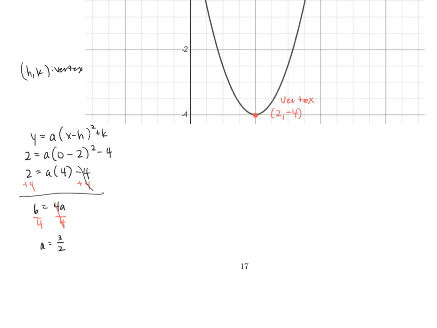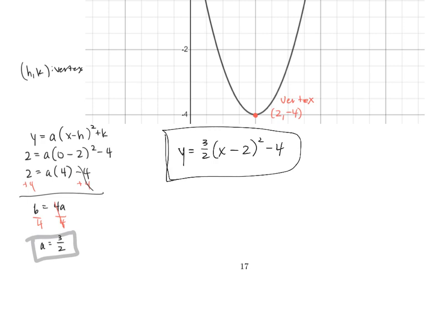Okay, so that's all we really needed to find, the a, to write our equation since we have our vertex. So we have y equals 3/2 times (x minus 2) squared minus 4. In order to write your equation, you need to have the vertex and another point so that you can solve for a. Once you have a, you're going to use a and the vertex to write your equation. And that is the answer.